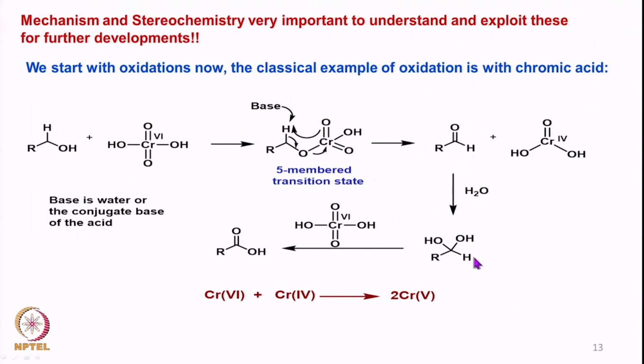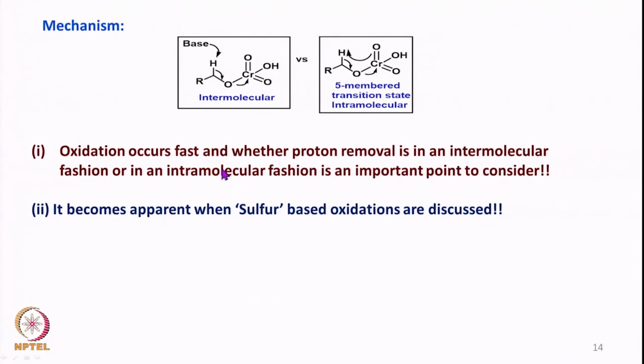If this aldehyde reacts with water, then you get this geminal diol, which then can undergo oxidation to form the corresponding carboxylic acid. Of course, the chromium 4 and chromium 6 species can combine to form chromium 5 species. Now the mechanism of this reaction, whether it is intermolecular like this, where a base like water takes up the proton in this particular fashion to release aldehyde, or whether it involves a 5-membered intramolecular transition state of this kind to remove the chromium species and release aldehyde, is something that needs to be debated.